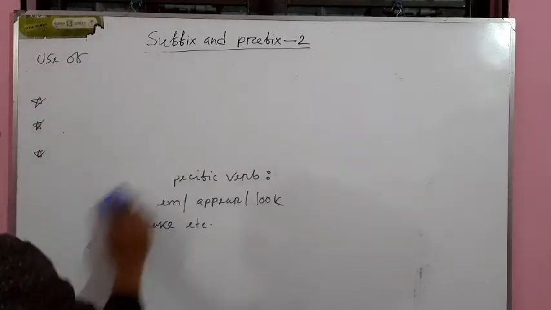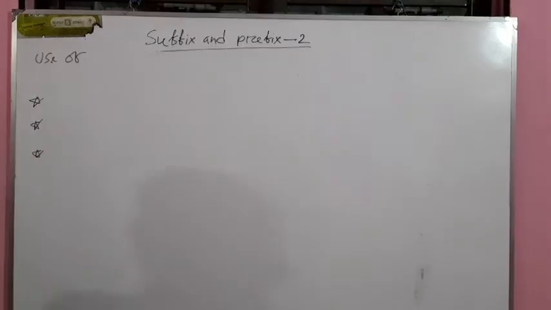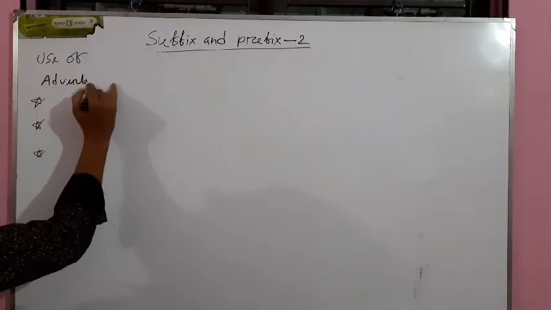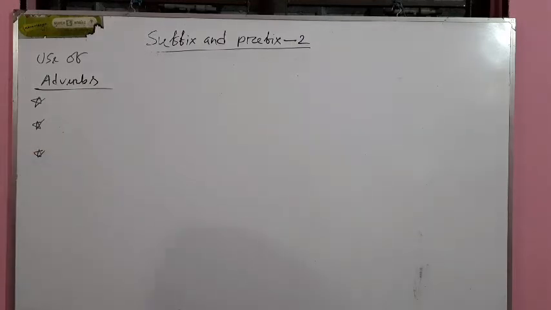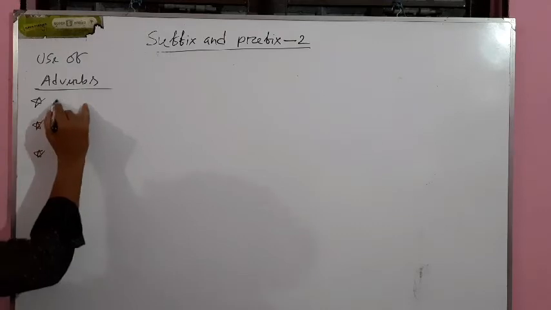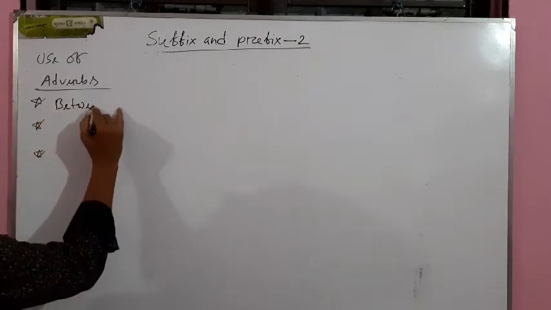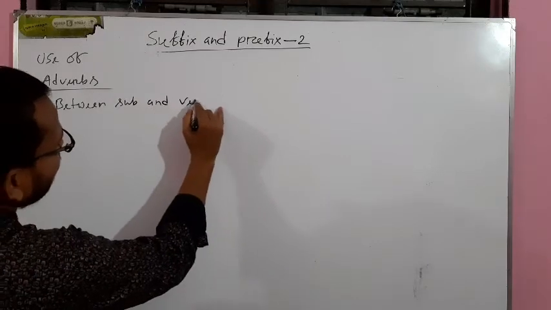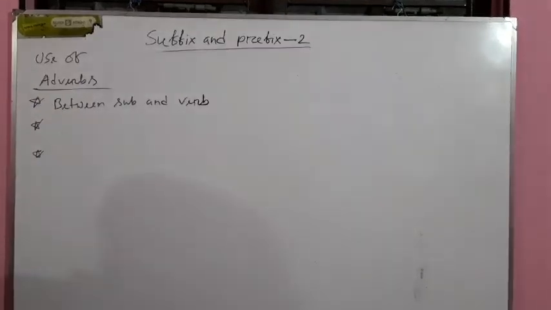Now we will go to the adverbs, where we have to use an adverb. Use of adverbs: we will use an adverb between subject and verb. Okay. First one is between subject and verb. Between auxiliary and main verb.